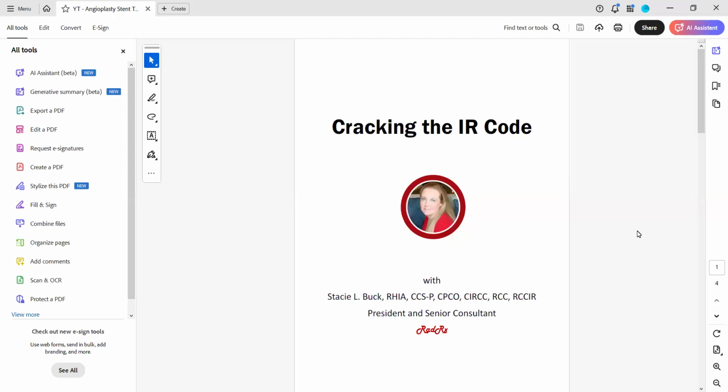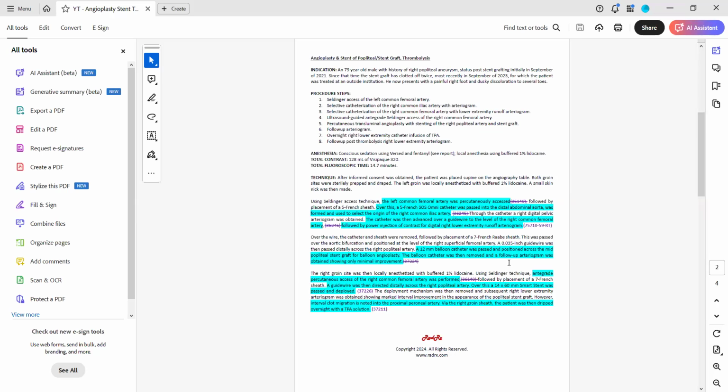So let's go ahead and jump into the case that I've chosen for this particular session. This is for an angioplasty and stent of a popliteal stent graft and a thrombolysis procedure. So first, we're going to take a look at the indication and the procedure steps just to get a feel for what we're going to be looking at.